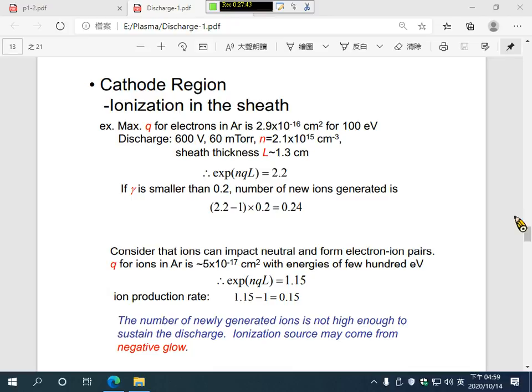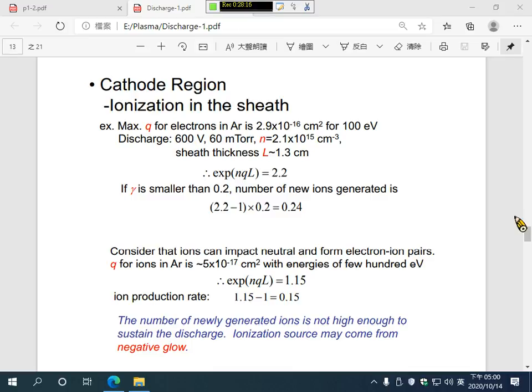Okay, so in Chapman's book, he gives us these calculations. For example, if the cross-section of the electron impact ionization in argon gas, in argon plasma, is 2.9 times 10 to the minus 16 centimeter squared, and the electron energy is 100 electron volts.